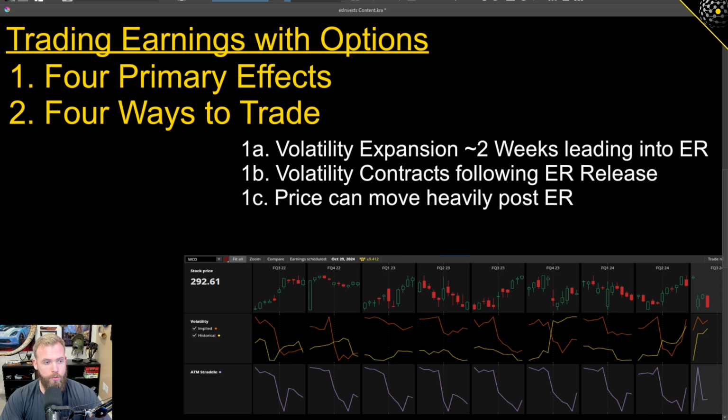Now, moving into the third, price can and often does move heavily following the earnings release. So what that means is after the earnings comes out, if there's some sort of drastically new information, in this case, we're looking at McDonald's in this example, and take a look, you can see that there's a big giant gap here. Or you can see other instances where sometimes it doesn't move a whole lot. Again, this is dependent on the circumstance. It's not always going to happen, but very frequently, if there's new information that's injected that wasn't expected, you will see those kinds of moves.